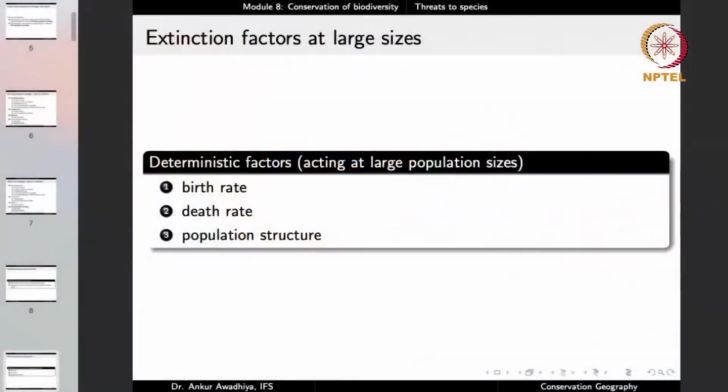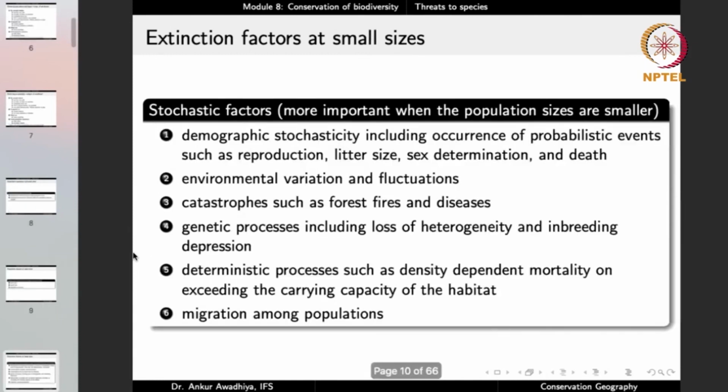So, population structure is also something that acts even in the case of large populations, and this is a deterministic factor. Stochastic factors are chance factors. They are important when the population sizes are smaller. Things like demographic stochasticity, including the occurrence of probabilistic events such as reproduction, litter size, sex determination, and death.